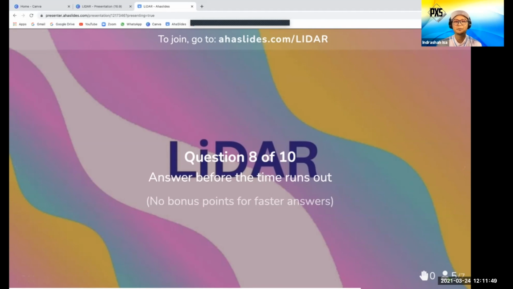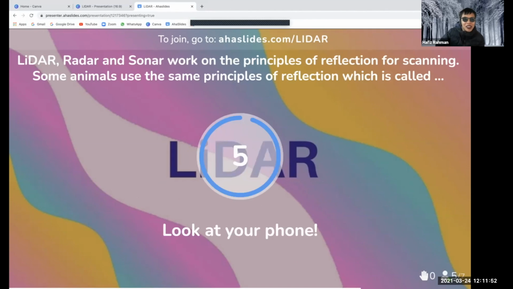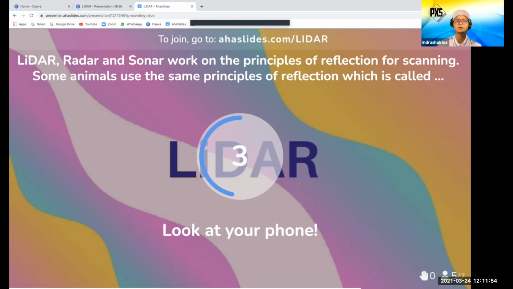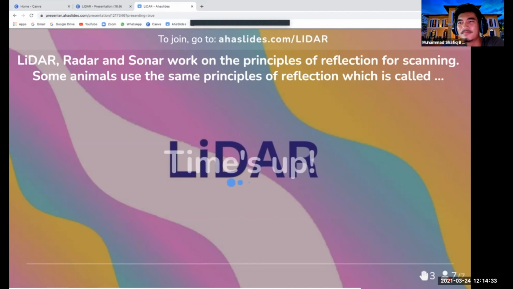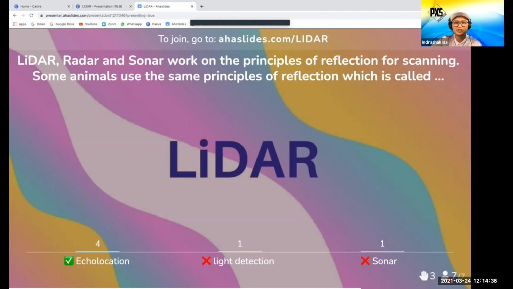Question 8. Oh, I have the same points as Roger already. LiDAR, radar and sonar work on the principle of reflection for scanning. Some animals use the same principle, which is called what? What's the term? Echolocation. Yeah, that's one of it. So that's why some bats are very noisy when they fly. This is part of navigation, because at night you cannot see, right? Don't bang into the tree or something like that. Yeah, I know. My secondary school had a lot of bats last time.